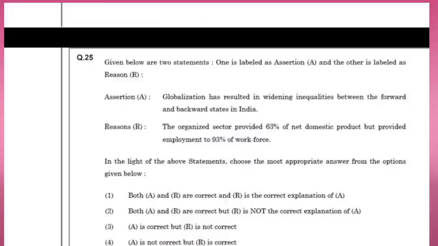And the reason: the organized sector provides 63% of net domestic product, but provides employment to only 93% of the workforce. The answer is definitely that A is correct, but R is not correct. Option 3 is the correct answer.